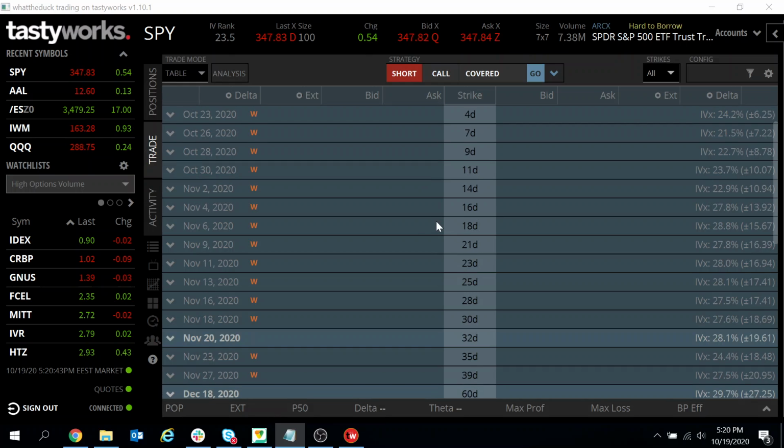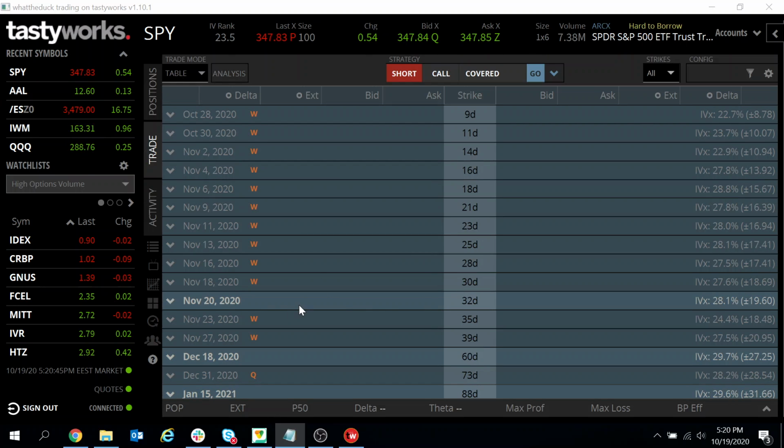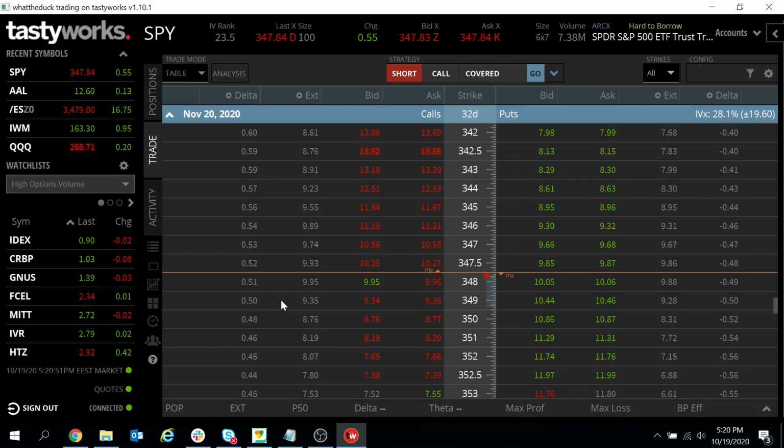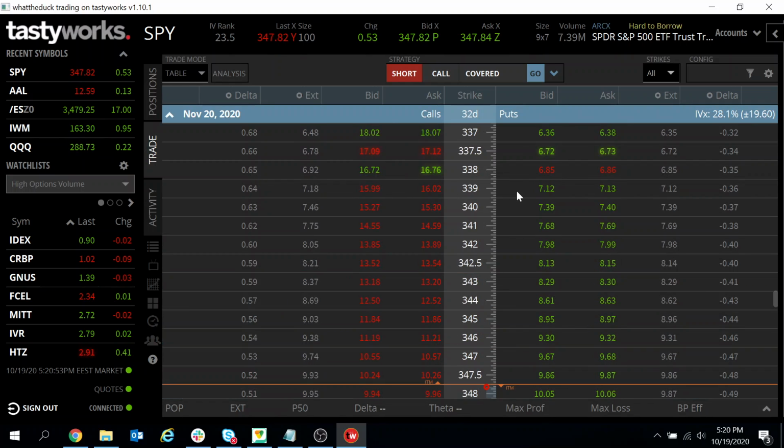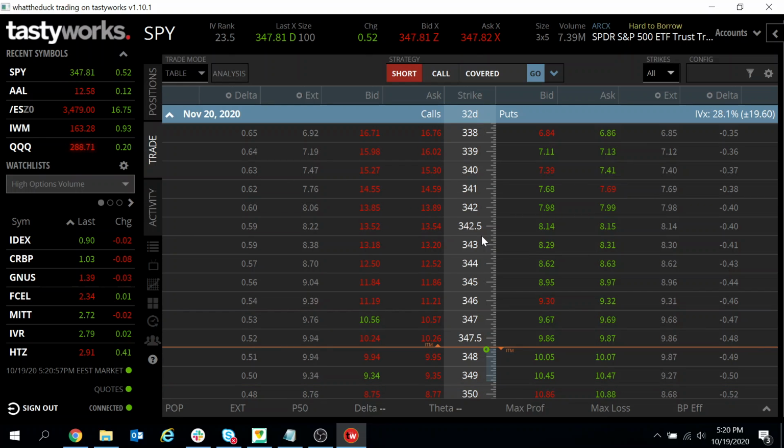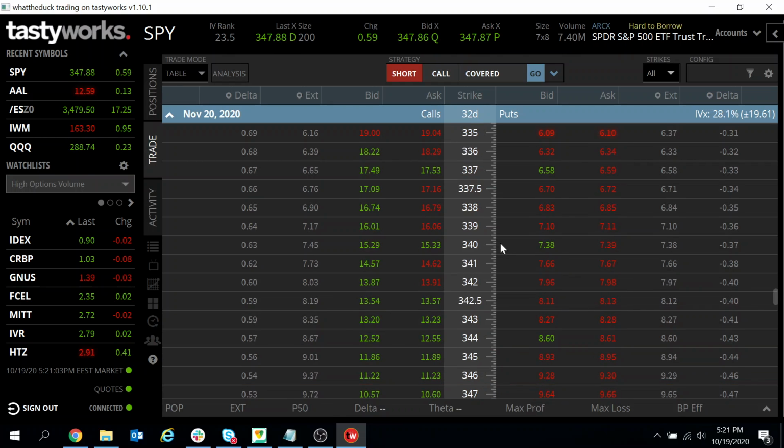And we'll keep it simple. We'll choose the first monthly option chain we can find, which is the November 2020. We'll open it up and we'll take the first side of the example, which is the bull credit spread. Bull credit spread happens on the put side because what does a bull credit spread tell us? It tells us that my assumption is bullish.